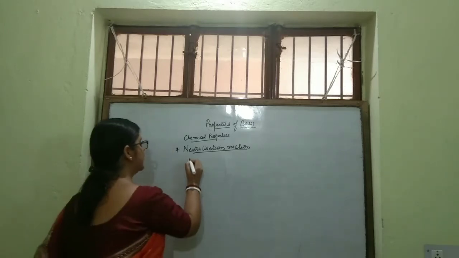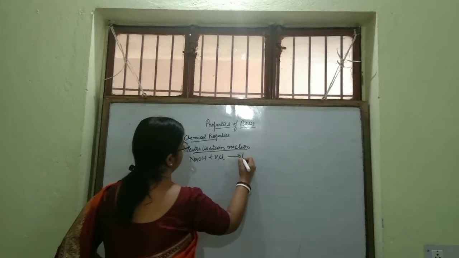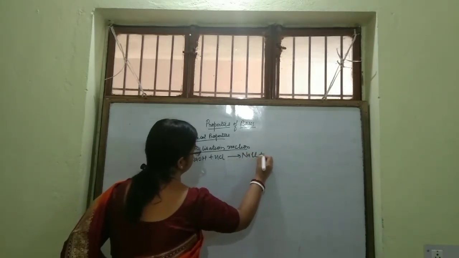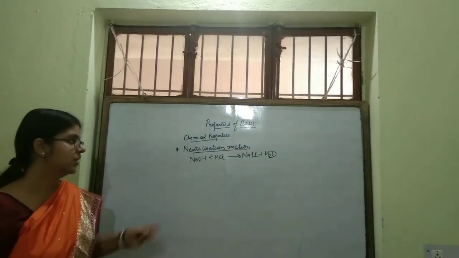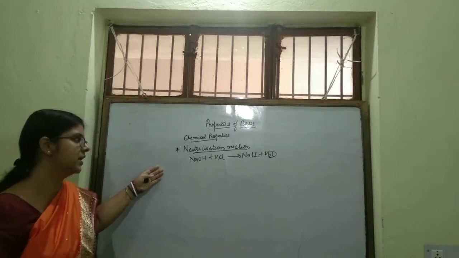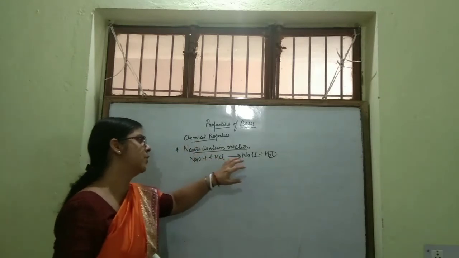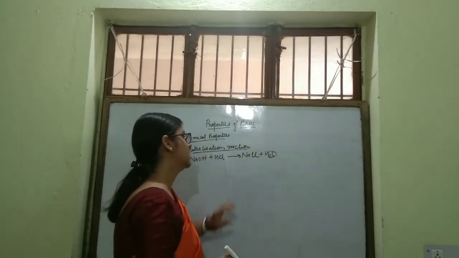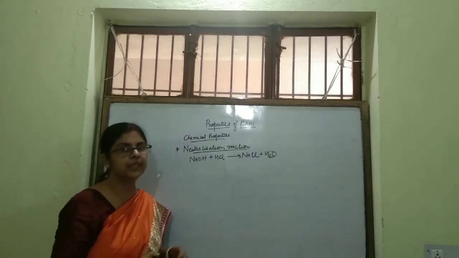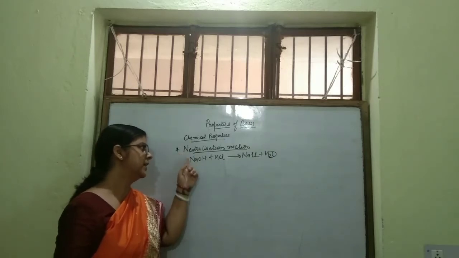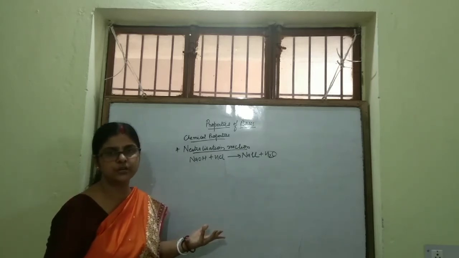So I am taking some examples. Suppose you are taking NaOH plus HCl. It gives NaCl plus water. This is an example of neutralization reaction. In the first chapter also you had this topic. What is neutralization reaction? Whenever a base reacts with acid, it forms salt and water. This reaction is known as neutralization reaction. We can see it under the heading: reaction of base with acid to give salt and water.